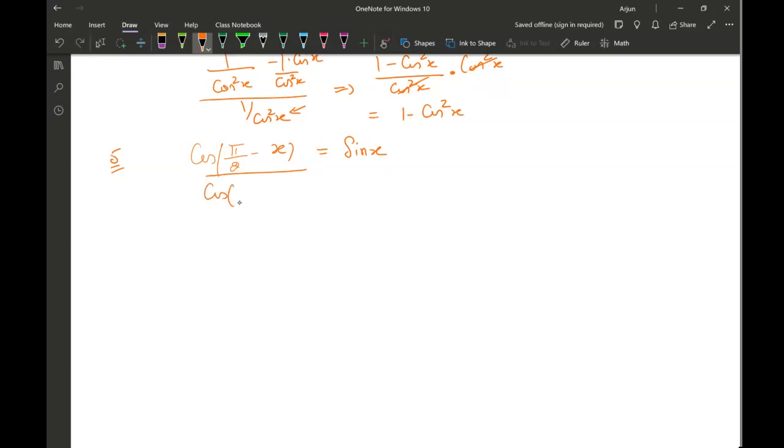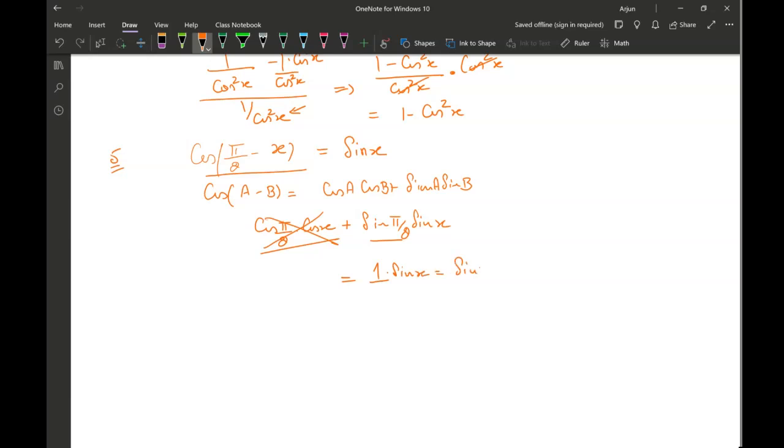So I can use the formula cos of a minus b, that is equal to cos a cos b plus sine a sine b, and then cos a will become cos of pi over 2 times cos x plus sine of pi over 2 sine x, and then this will become 0 because cos pi over 2 is 0, so anything multiplied by 0 is 0. Sine pi over 2 is 1 times sine x, so the answer will be equal to sine x.